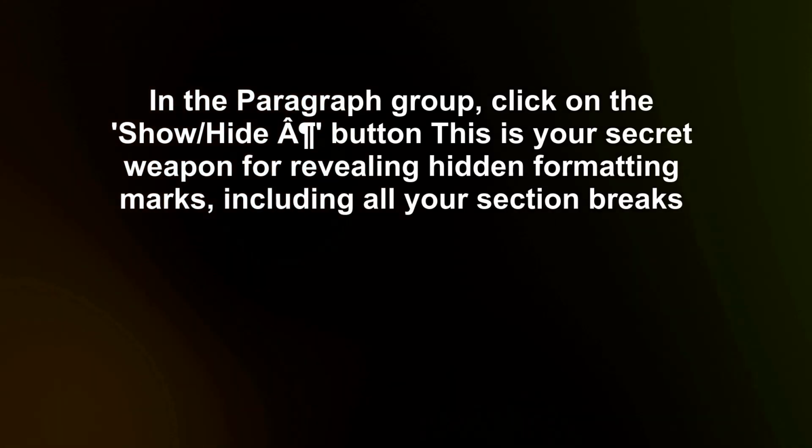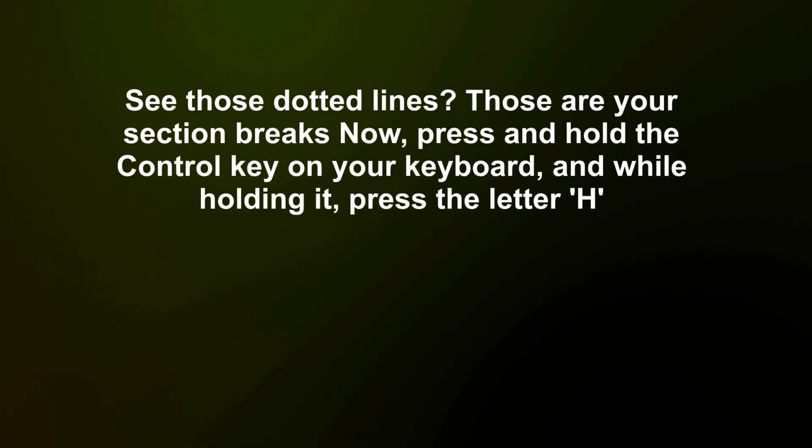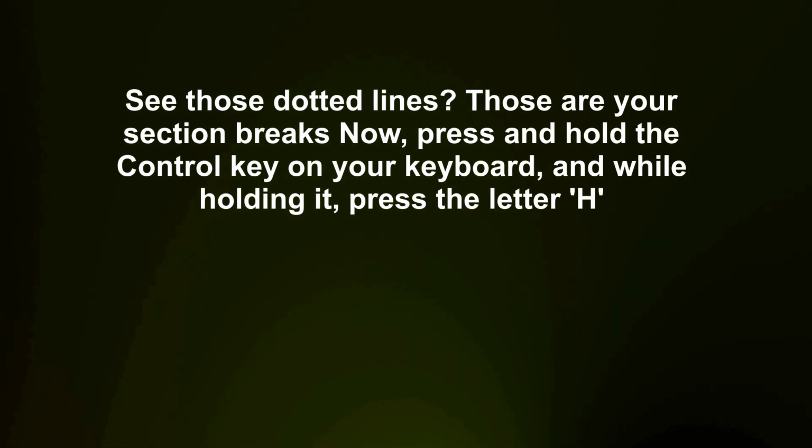Head up to the Home tab on your Word ribbon. In the Paragraph group, click on the Show/Hide button. This is your secret weapon for revealing hidden formatting marks, including all your section breaks. See those dotted lines? Those are your section breaks now.